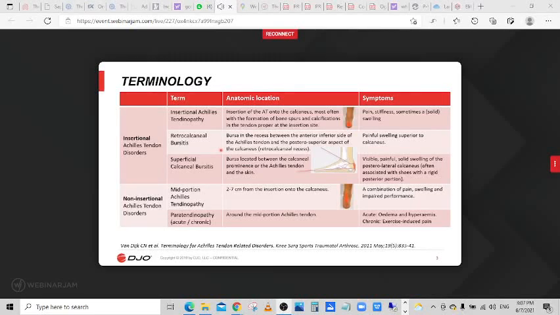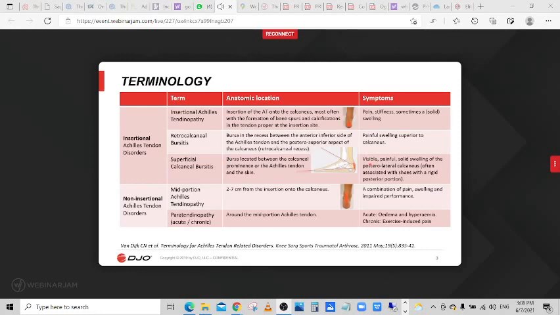and the posterior superior aspect of the calcaneus, so the retrocalcaneal recess. And here we have a painful swelling superior to the calcaneus. In superficial calcaneal bursitis, this concerns the bursa located between the calcaneal prominence or the Achilles tendon and the skin.